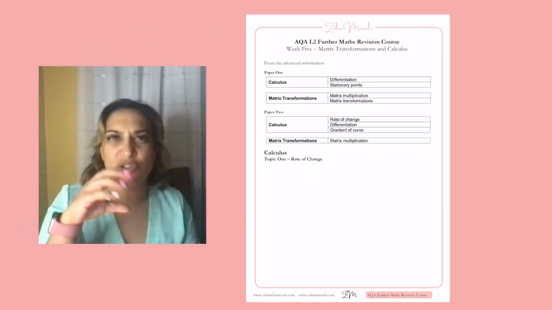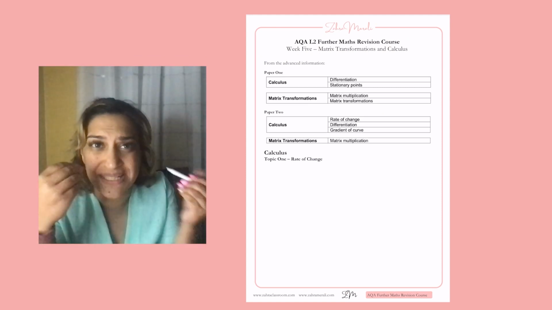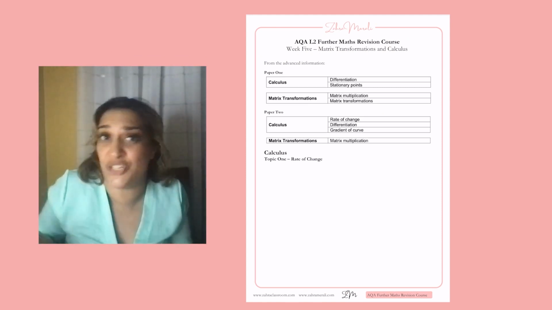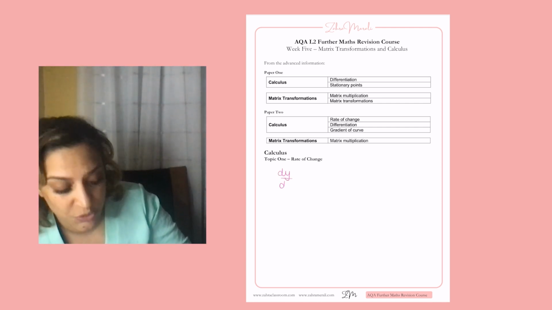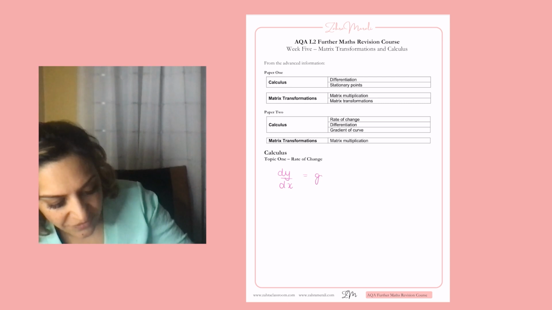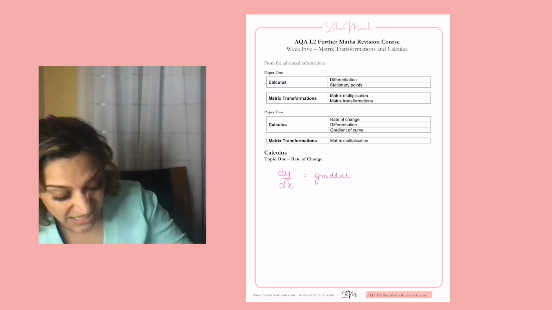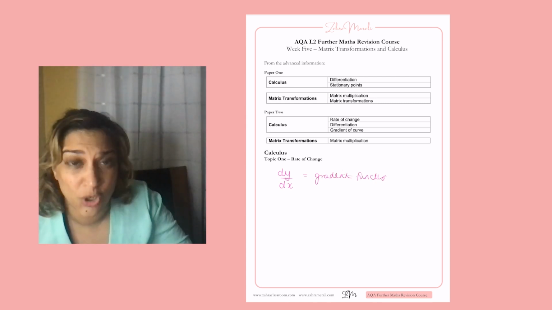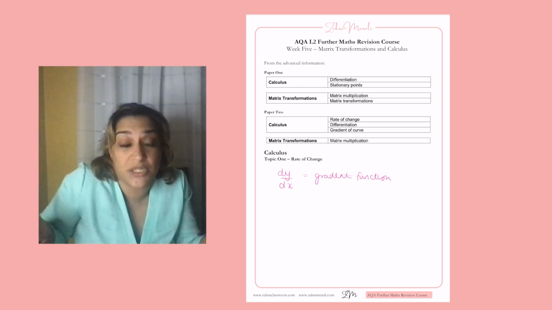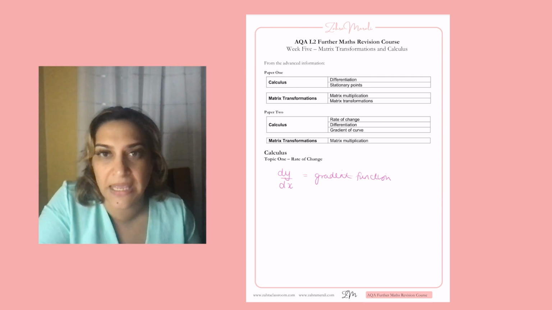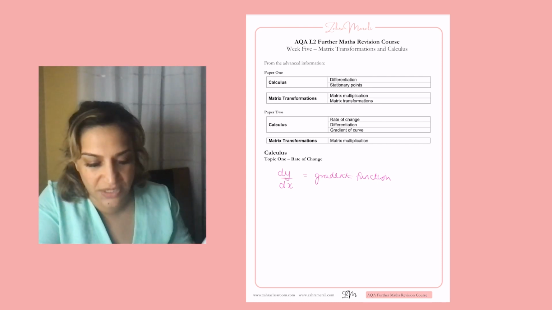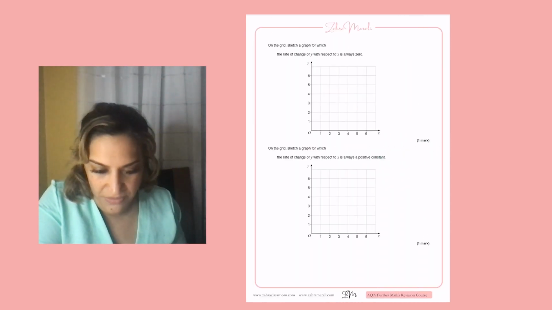The first bit of this topic is about rate of change. Now, essentially, it's a fancy way of talking about the gradient. So dy/dx, which we know as the gradient function. But essentially, it's your change in y over your change in x, which is, when you have a straight line, for example, how you work out the gradient. So it's how something changes with respect to something else.